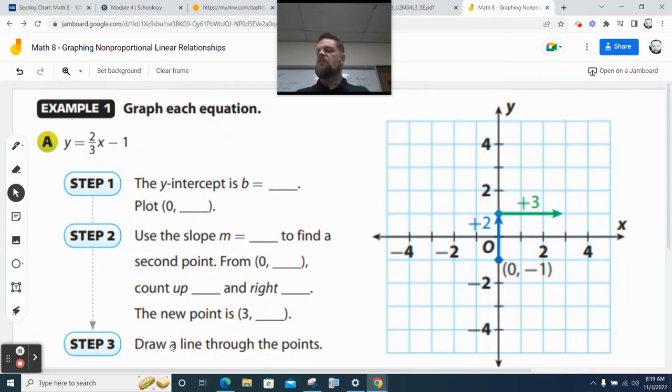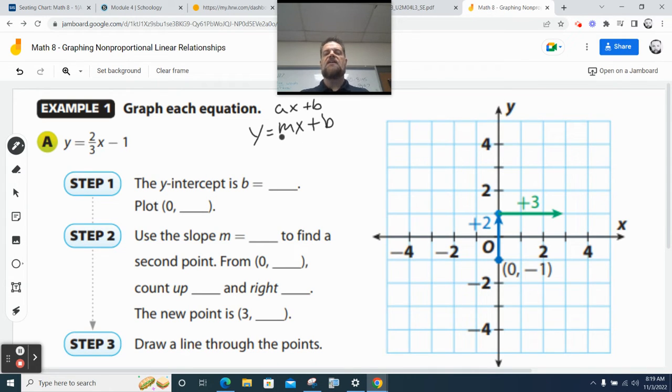So graphing linear equations when they give you the slope-intercept form is really easy. Before we get started, let's review what the slope-intercept form means. It's always written like this: y equals mx plus b. Some textbooks you'll see ax plus b.